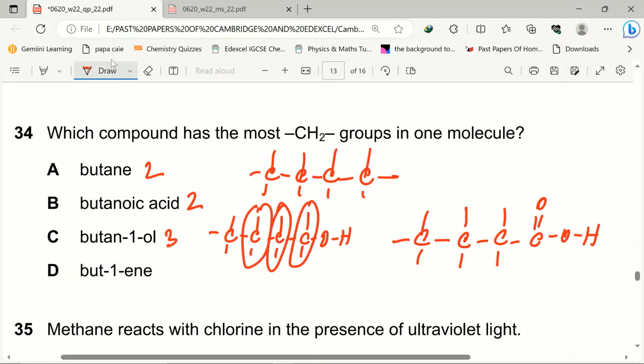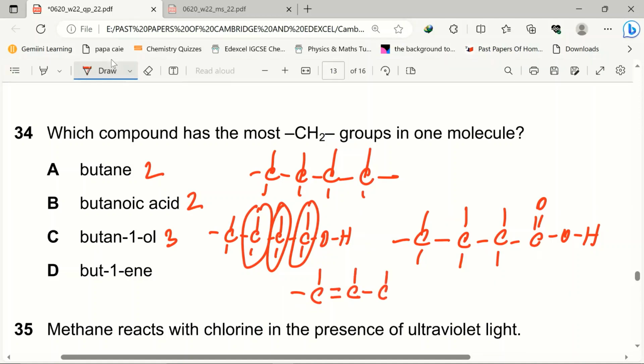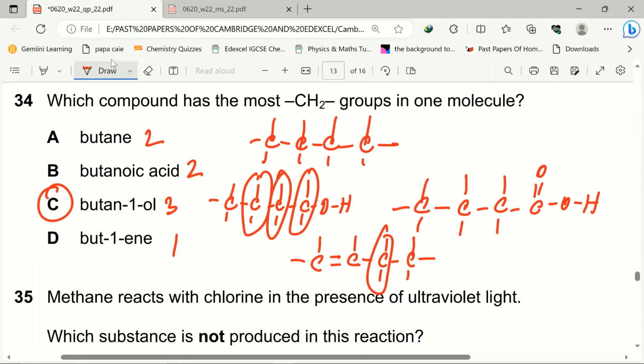But-1-ene should not be correct. In but-1-ene we have a double bond here, so we have only 1. So number C is the only correct answer. They are asking for which compound has the most CH2 groups. Only CH2 you need to take. You cannot take any CH3 because they gave 2 bonds. So C, butan-1-ol.